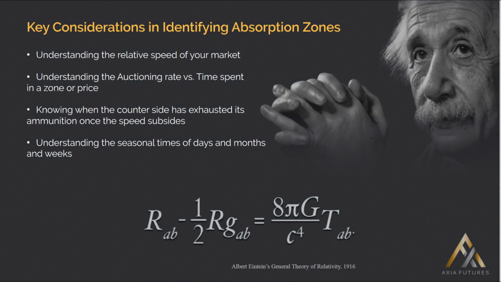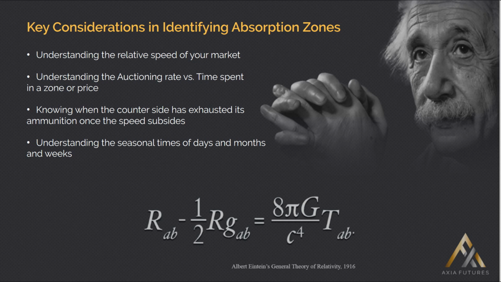Let's look at key considerations in identifying absorption zones. Firstly, it's understanding the relative speed of your market. When a market is oscillating in a certain range and then it meets a certain price zone, and all of a sudden the orders start accelerating, but the actual price is not budging and the market's not advancing on the upside or declining on the downside, and the speed of orders that are going through would generally mean that the market would advance or decline, but it's not.